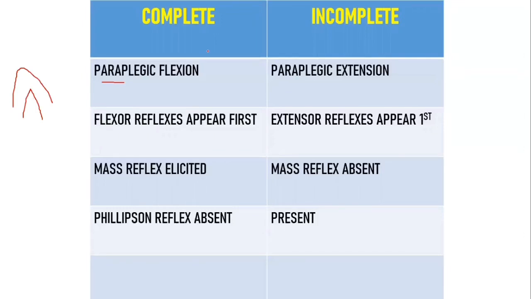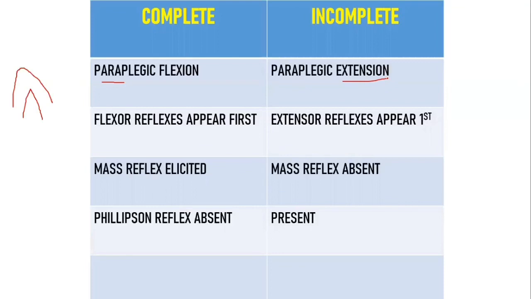Whereas if you take an incomplete transection, the extensor muscles are going to be activated first. Why are the extensor muscles going to be activated first? Because the tracts that are responsible for the extensor pathway are not going to be affected. To be more specific, in incomplete transection of the spinal cord, as I told you, only bits and pieces are going to be affected. Usually it is seen in incomplete transection of the spinal cord that the vestibulospinal and reticulospinal tracts are unaffected.